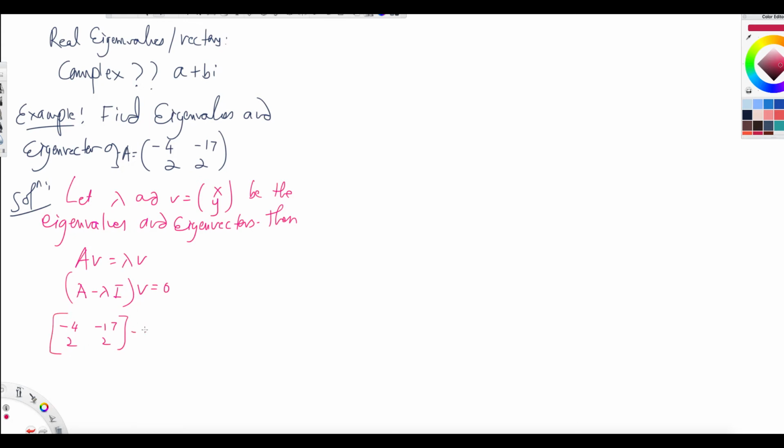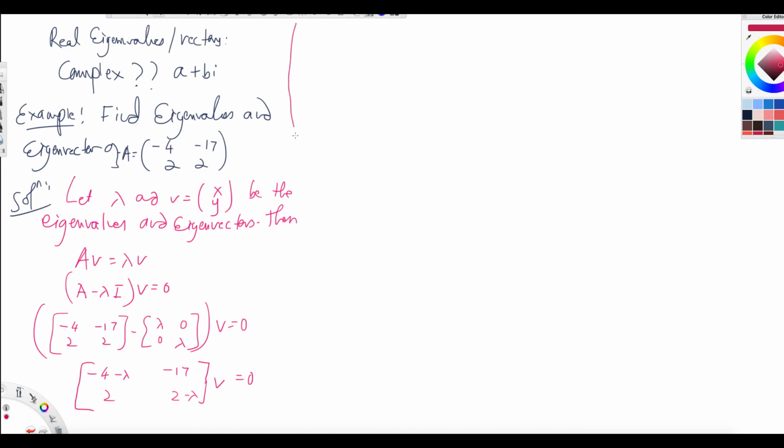minus lambda times I, which will be what? Lambda 0 0 lambda, right? Because I is 1 0 0 1. When you distribute lambda to each of them, that's what you get. And then v is outside, so you get [-4 minus lambda, -17; 2, 2 minus lambda]. You see that? That is A minus lambda I, and then v is outside, equals 0.